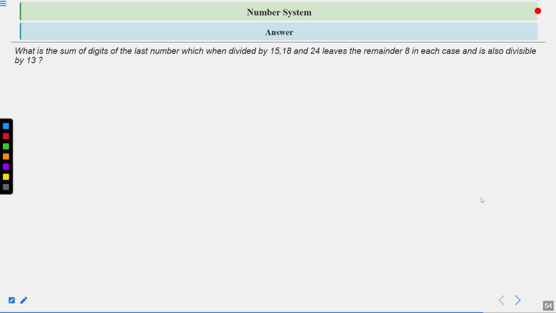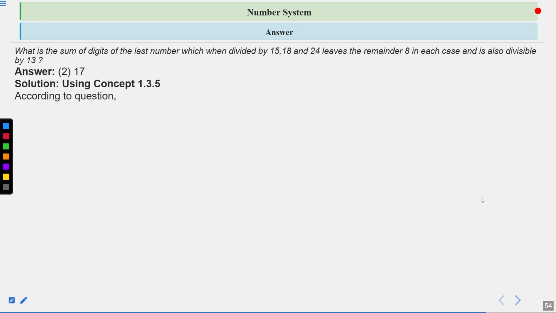The question says: what is the sum of the digits of the least number which when divided by 15, 18 and 24 leaves the remainder 8 in each case and is also divisible by 13. We just apply the properties of the divisibility rule and we get our answer. The correct answer of this question is the second one, which is 17. Now see the detailed solution using concept 1.3.5.